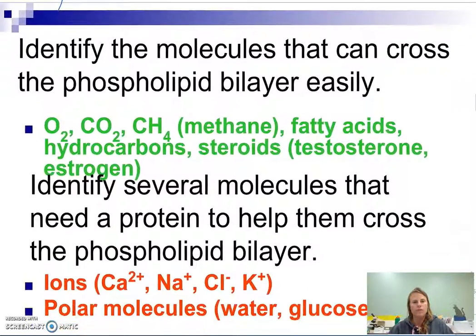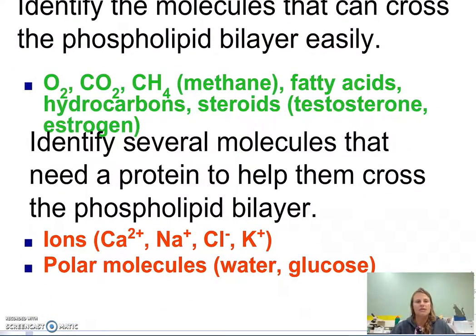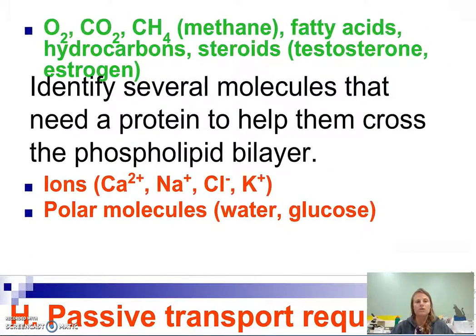So just as review, oxygen, carbon dioxide, methane, fatty acids, hydrocarbons, steroids such as testosterone and estrogen are going to cross the phospholipid bilayer easily, whereas ions, charged particles such as calcium, sodium, chloride, and potassium are going to have a more difficult time passing, as well as polar molecules. So that's it as far as transport across the plasma membrane goes. Next time, we're going to get into greater detail about diffusion.